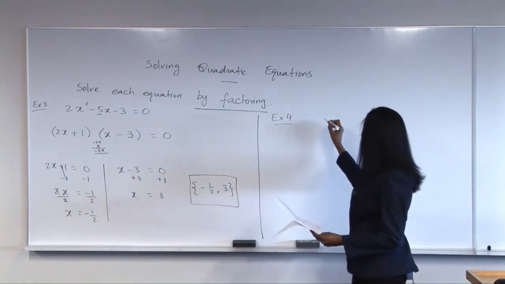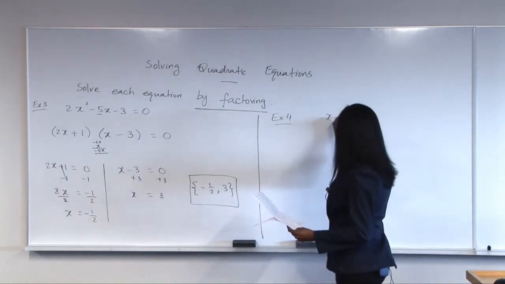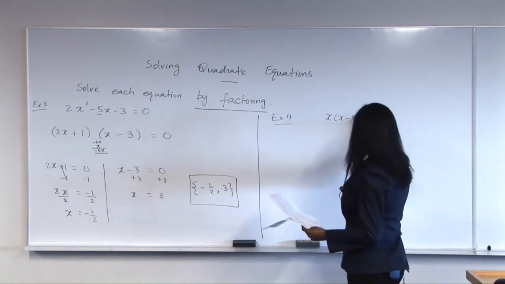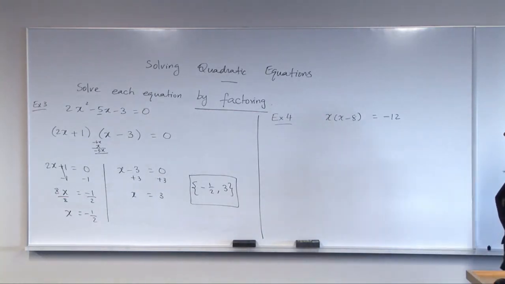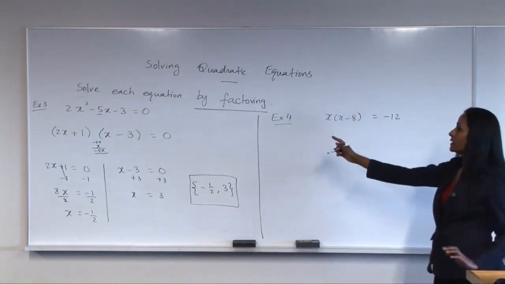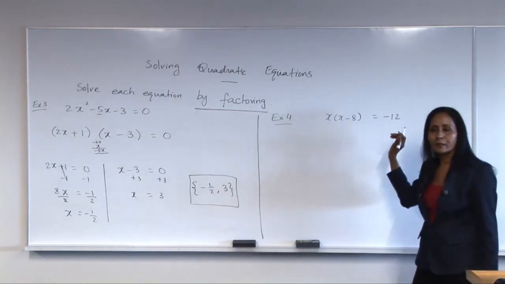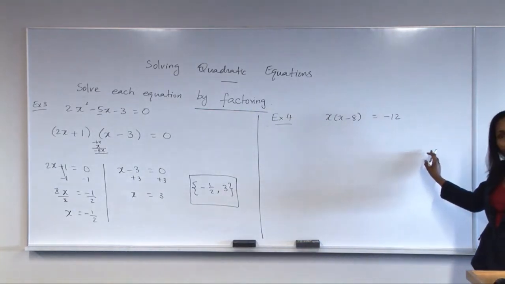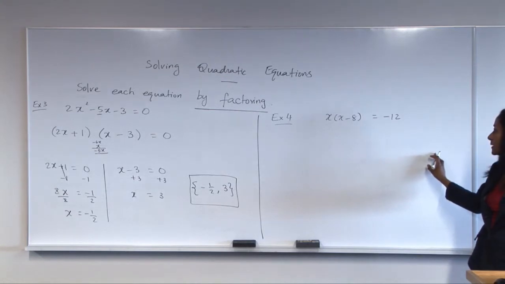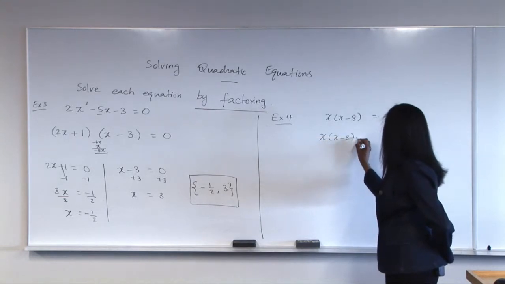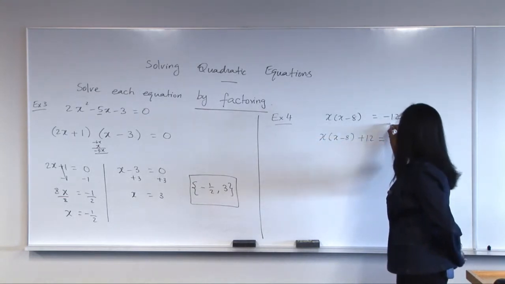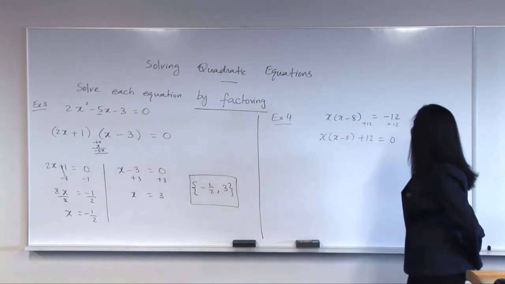Let's do this one. Solve x times x minus 8 is equal to negative 12. Here again, solve by factoring. Whenever you have this type of question, remember I said you have to have one side 0, so move everything to one side. Let's add 12 to both sides.